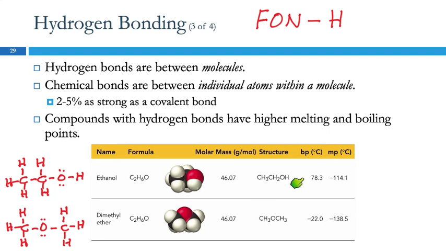So if we look at the boiling points, ethanol boils at positive 78 degrees Celsius, and dimethyl ether boils at negative 22. There's a huge difference because of the hydrogen bonding. Both of these are polar, and they're the same size. Any questions? Melting points will also be higher with hydrogen bonding.